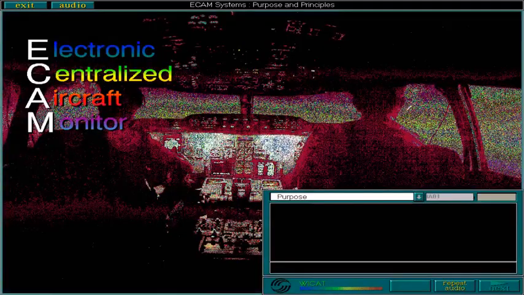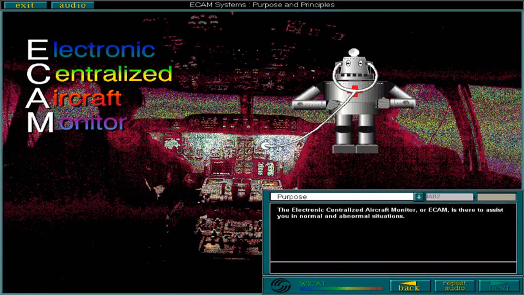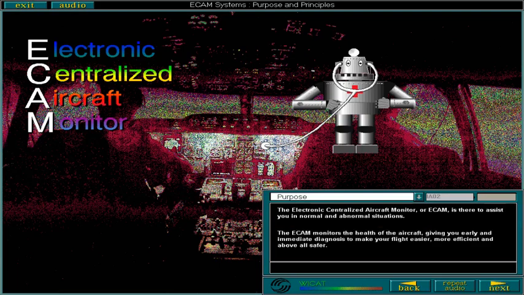The Electronic Centralized Aircraft Monitor, or ECAM, is there to assist you in normal and abnormal situations. The ECAM monitors the health of the aircraft, giving you early and immediate diagnosis to make your flight easier, more efficient, and above all, safer.